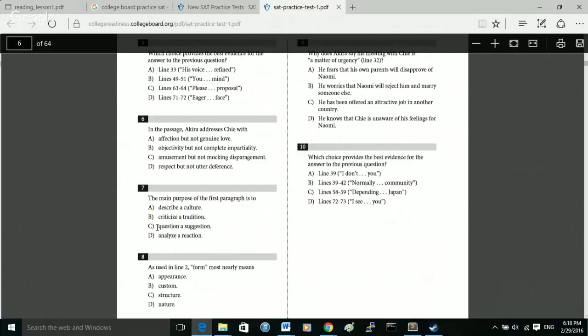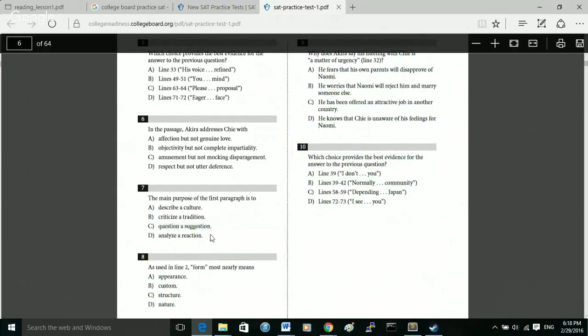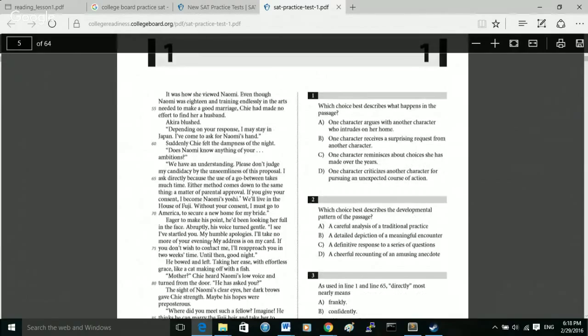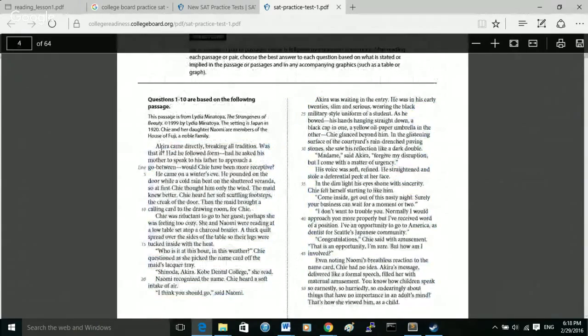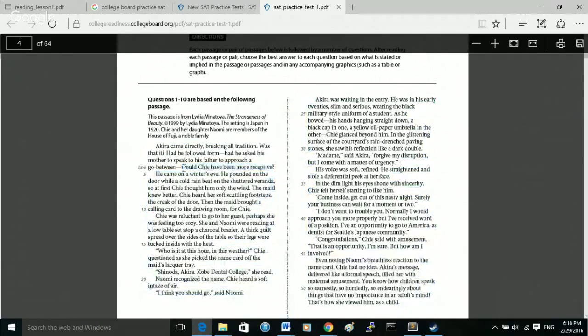Answer choice C. Is the main purpose of the first paragraph to question a suggestion? Well, if we look back, we can see that in no place is he actually suggesting something. You might look at the question and say, oh, he may be suggesting, but this is not actually a suggestion. This is a rhetorical question.